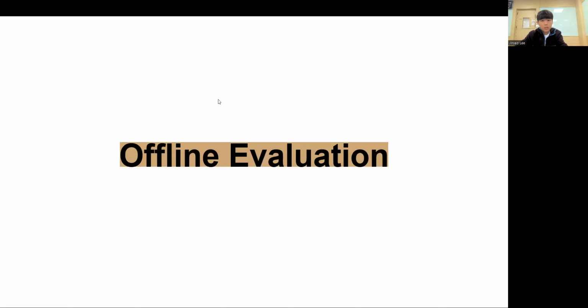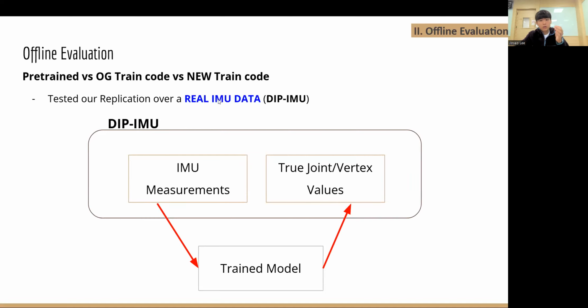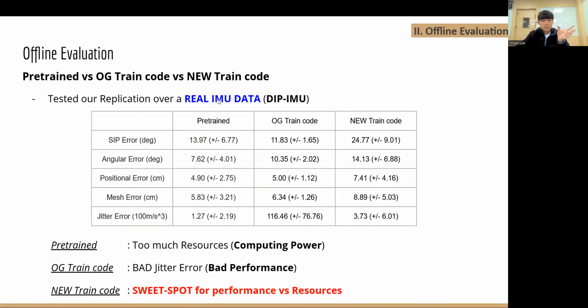After training, we conducted some offline evaluations to test our replica's performance. This is the process we went through for evaluating. We brought a dataset called DIP-IMU, which contains real IMU measurements, along with the true joint and vertex values of the human. We inputted the real IMU measurements to our trained model and compared the output results with the ones provided from the dataset. And here are the results.